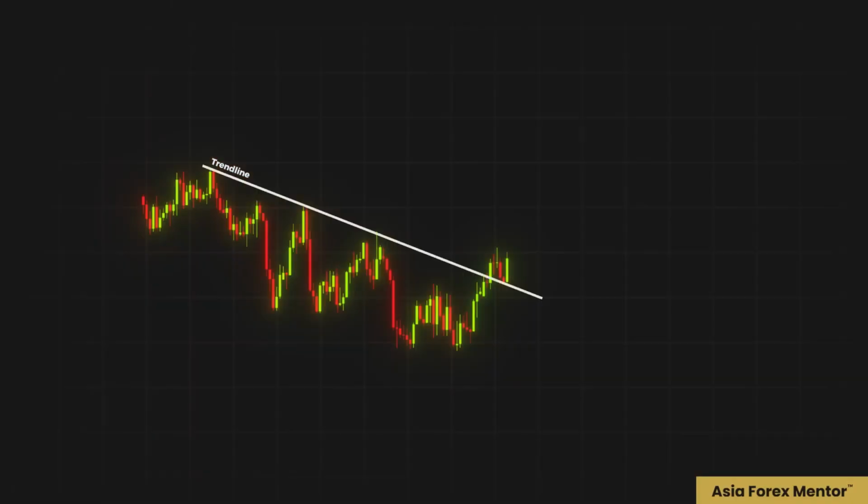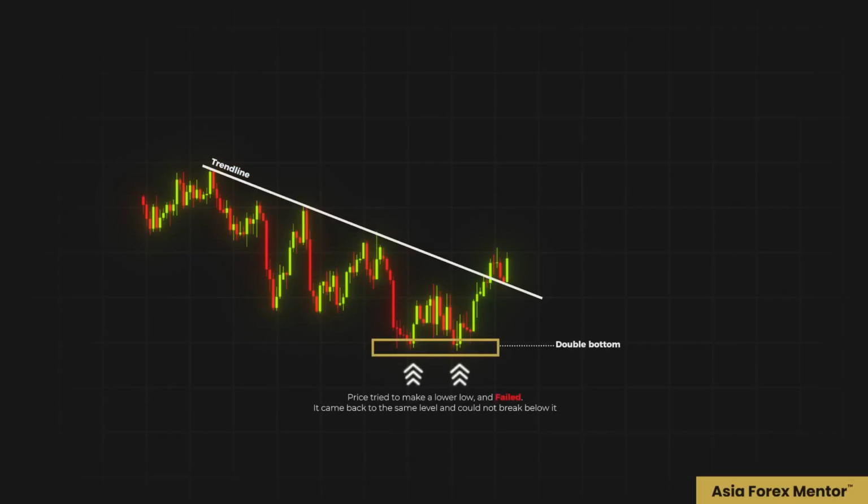Here's what it is. The pattern that you want to see, for example, could be a double bottom in a downtrend itself. Now, this is powerful. It could be an ascending triangle, that sort of thing. But here's what it tells you. Price tried to make a lower low. It failed. It came back to the same level and it couldn't break below it. So that failure is a loss of momentum, that the sellers are now losing control.